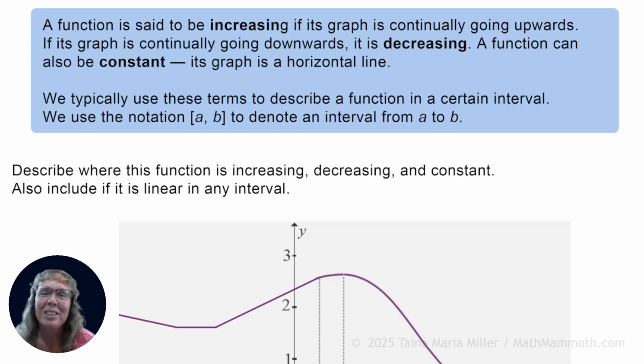In this video, we're gonna learn some basics about describing functions. In particular, we're gonna look at when a function is increasing or decreasing or constant. A function is said to be increasing if its graph is continually going upwards. That's simple, right? And then it is decreasing if its graph is going downwards. And then if the graph is horizontal, then it is constant. And we already know about linear and nonlinear functions too, so we can take that into account in our descriptions too.